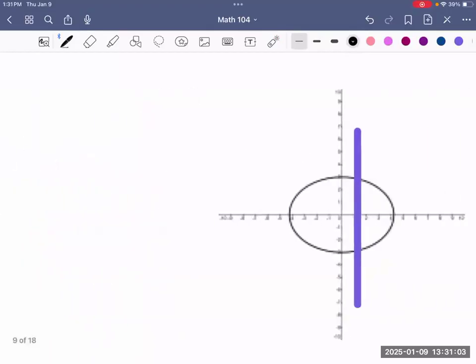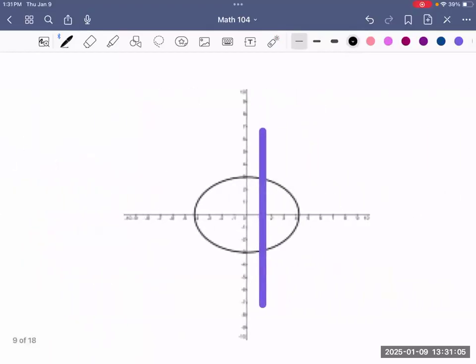Let's try it one more time. Is this one a function or not? No, not a function.